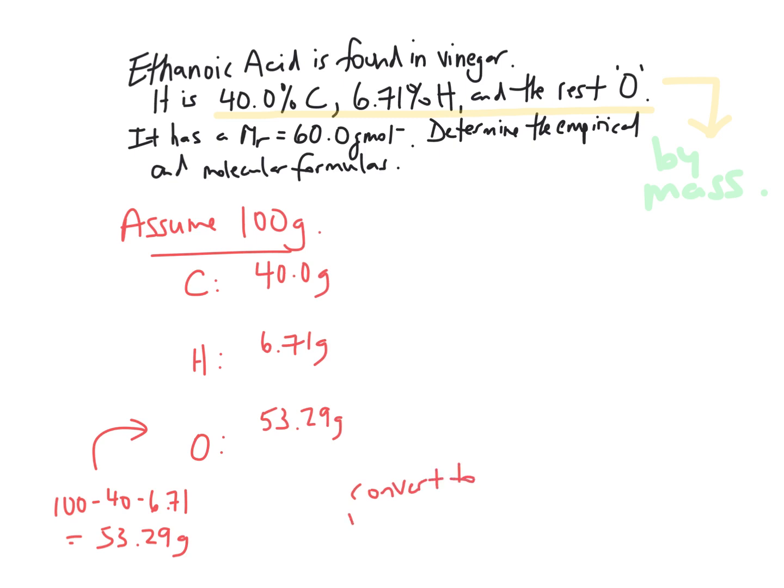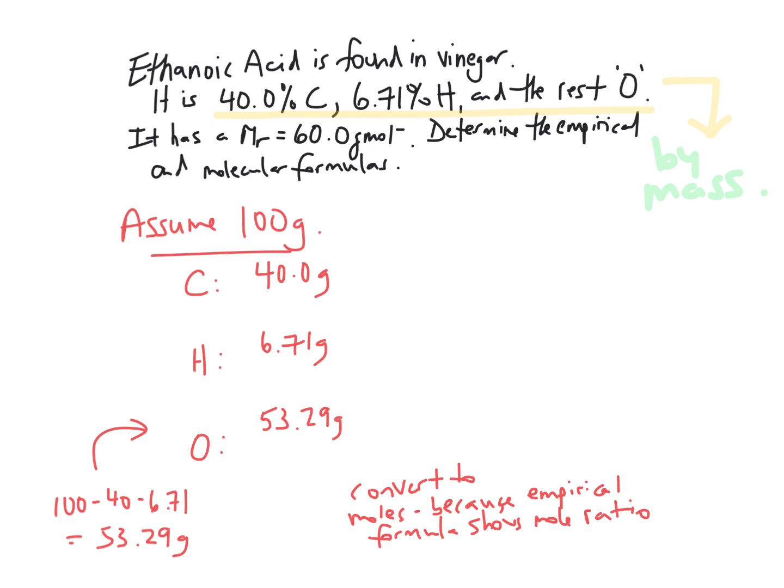Convert to moles. The reason that we're going to do that is because we know an empirical formula shows a mole ratio. So I can write this here: convert to moles because empirical formula shows a mole ratio. So does the molecular formula, for that matter, but it shows the lowest whole number mole ratio. Anyways, we have to convert them to moles.